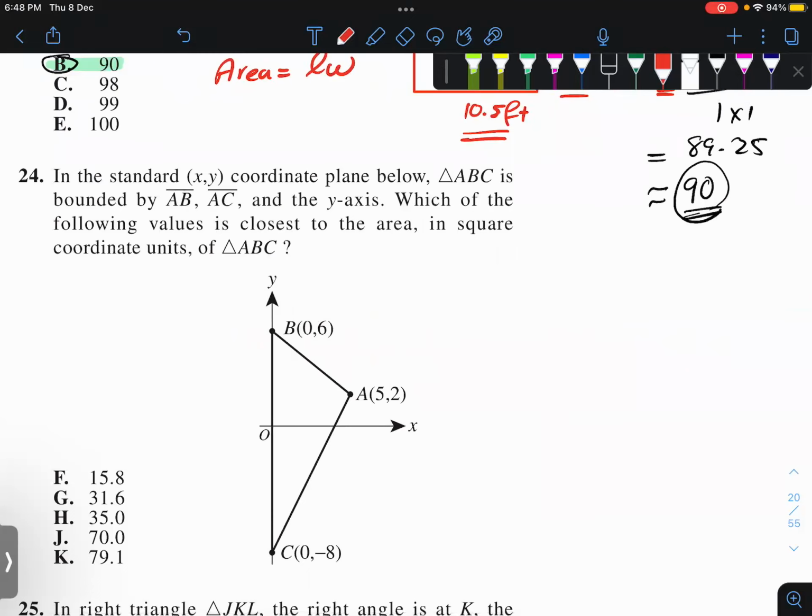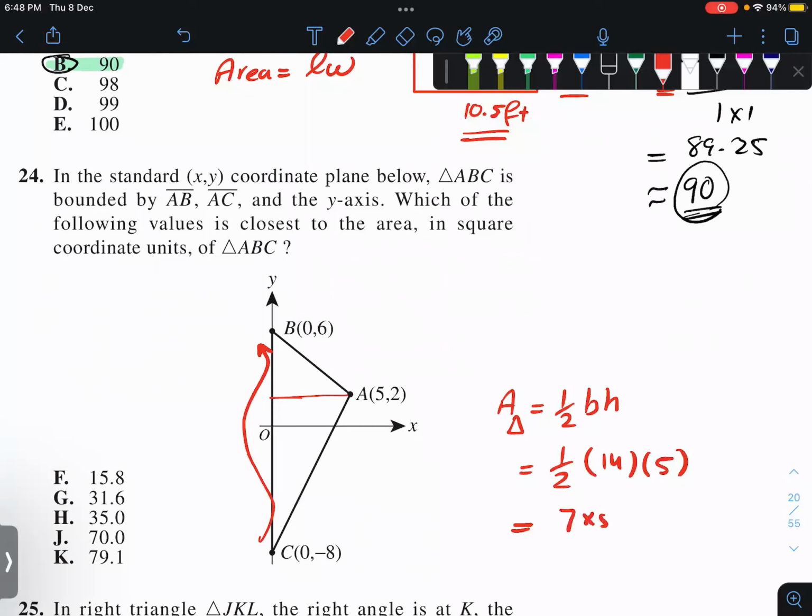Next question, 24. In the standard coordinate plane below, triangle ABC is bounded by AB and AC and the y-axis. Which of the following could be the area of this triangle ABC? Find the area of any triangle. We need half times base times height, right? What's the base? The distance here, from 8 to 6, 14. And what's the height? The height is here, 5. Yes. Half of 14 is 7. 7 times 5 is equal to 35. So the answer is H.